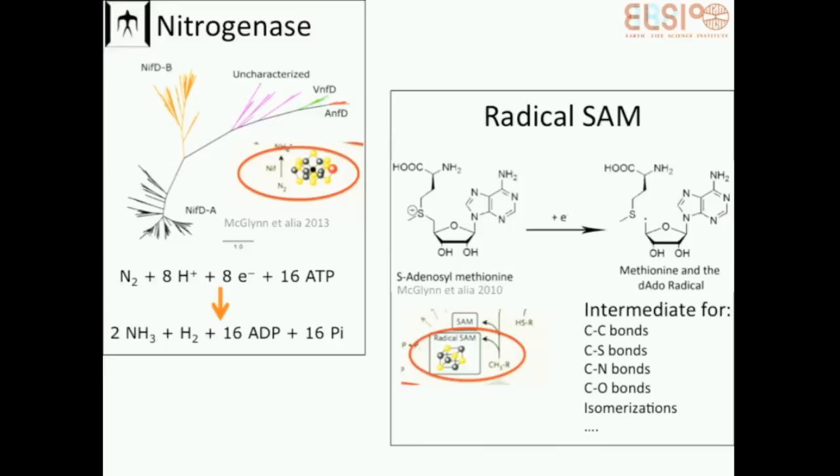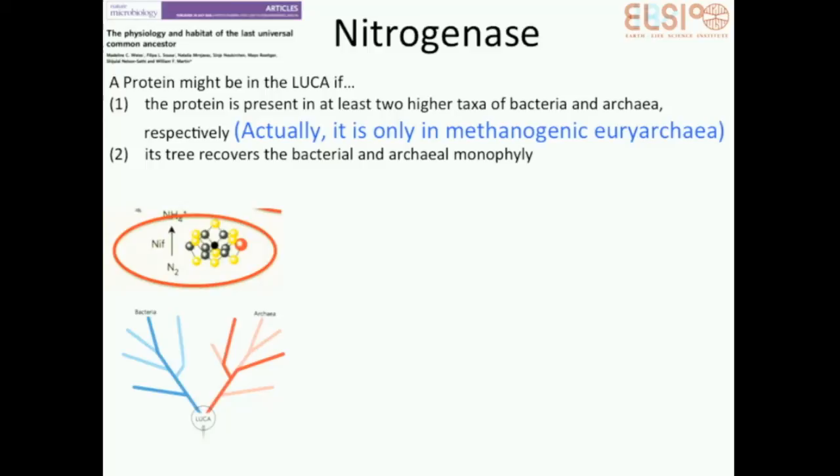But what does the phylogeny look like? So I want to just talk about those two protein families today. First, the nitrogenase. Is it present in two higher taxa of archaea and bacteria? Well, actually, the nitrogenase is only present, it's restricted to a subgroup in one particular phyla of archaea. So it's actually well restricted within the archaea. It's only present in methanogenic euryarchaea, which is surprising. It's actually surprising that it's not distributed more widely.